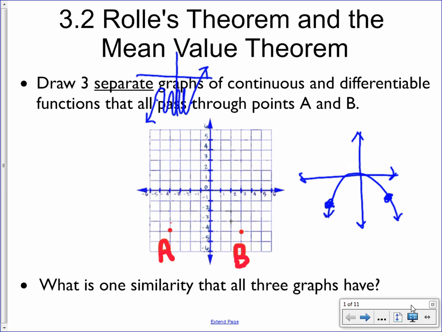Okay, within your pod, I would like you to please discuss what all 4 of these graphs, as well as any graph that you drew, have in common. Talk amongst your pods. Other than that, they are all positive and negative. Maybe think about some calculus stuff, since that's what we're talking about.